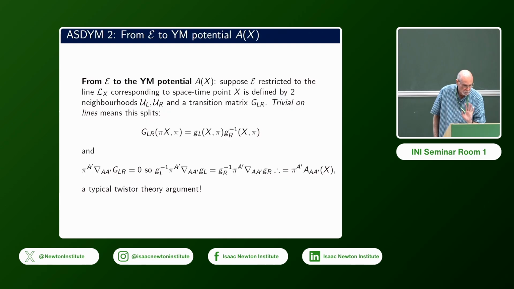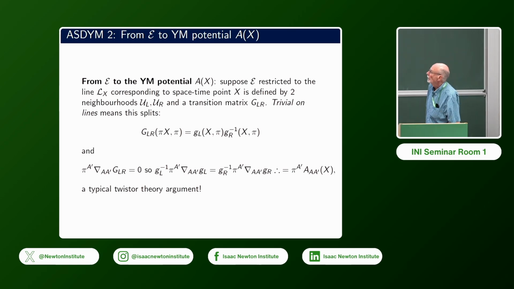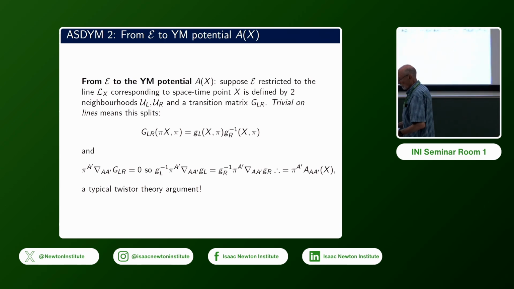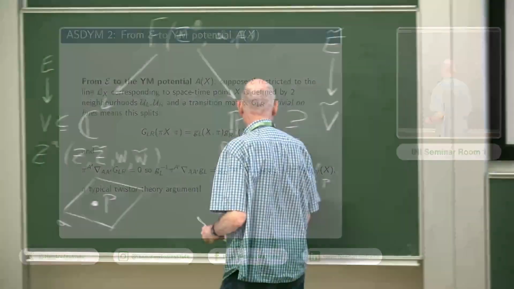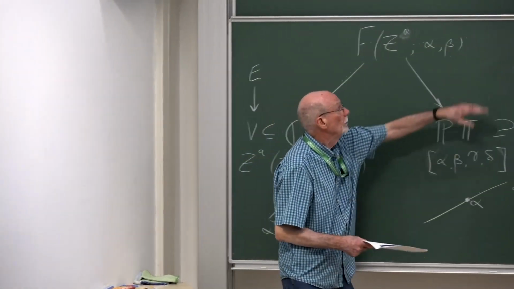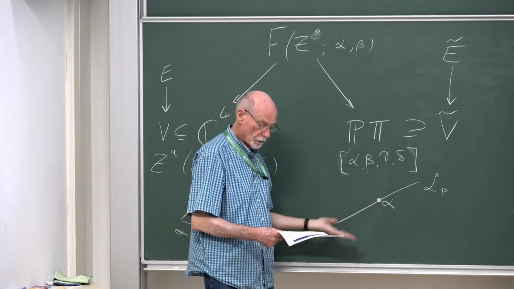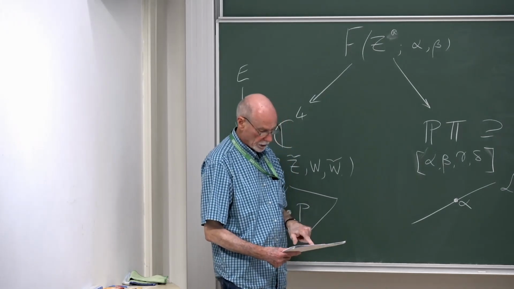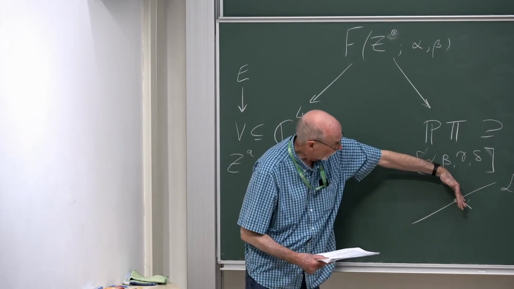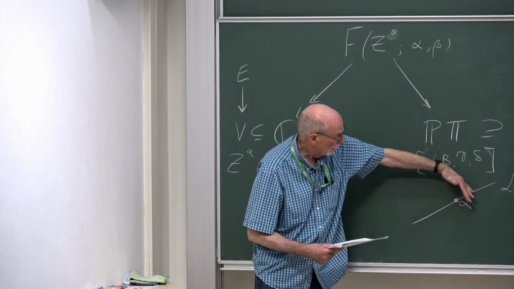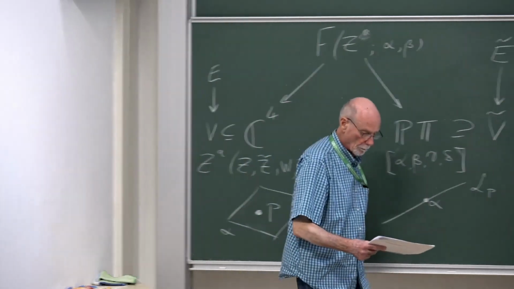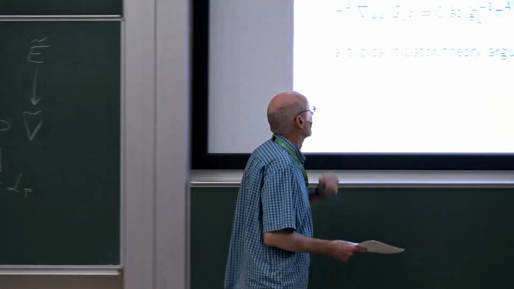So that's this. I'm calling it curly E here and E tilde there. That's the same thing. And you want to get back to the Yang-Mills potential. So you take your curly E, you restrict it to one of these lines, then it's trivial on this line. It's got a transition matrix by virtue of being a vector bundle. Restricted to here, the vector bundle is trivial, the transition matrix will split, and that's the GLR turning into a product of a bit on, so to say, the left-hand end of the line and a bit on the right-hand end of the line. That's what the displayed equation there is telling you.